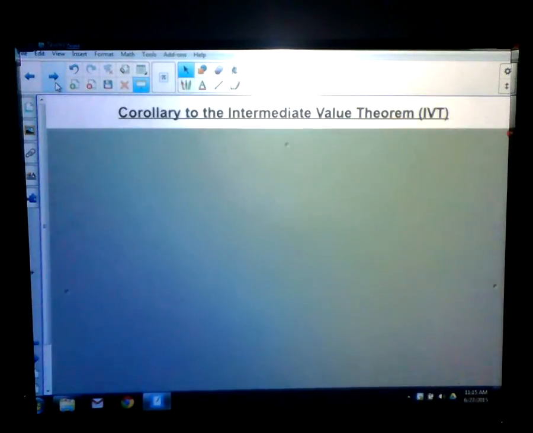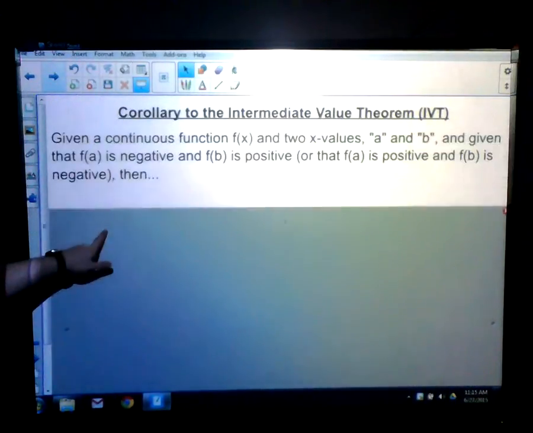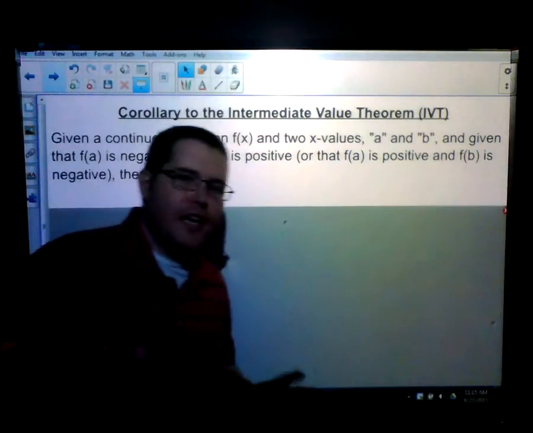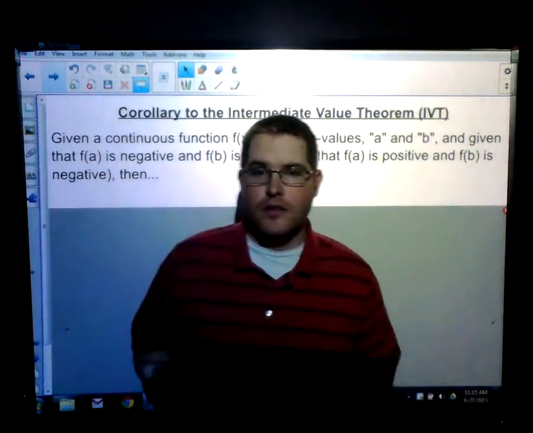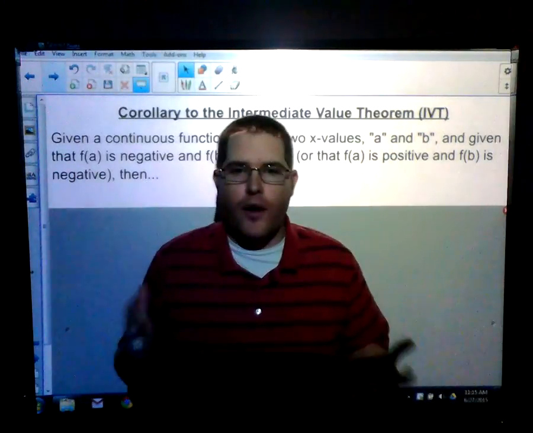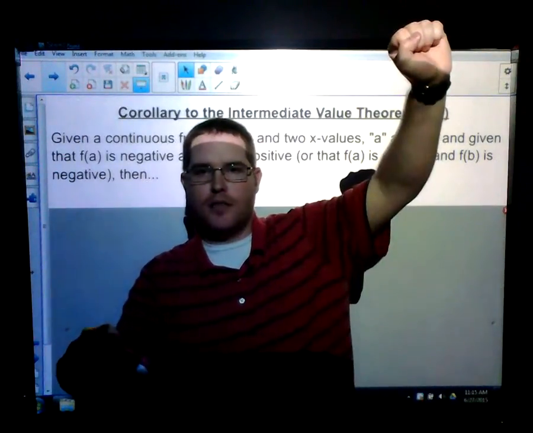Okay? Corollary to the intermediate value theorem, and this is the one that you see most often. Given a continuous function and two x values a and b, and given that f of a is negative and f of b is positive, or backwards, f of a is positive and f of b is negative. Let's stop and think about that for a second. What they're saying is that you have two y values. One of them is a positive and one of them is a negative. Or the other way around.